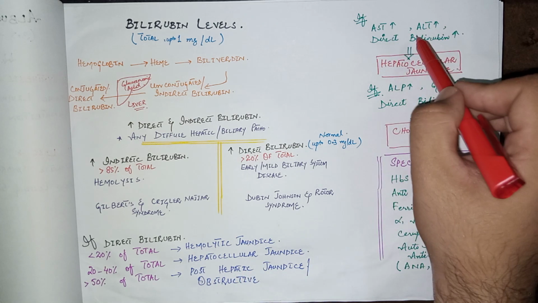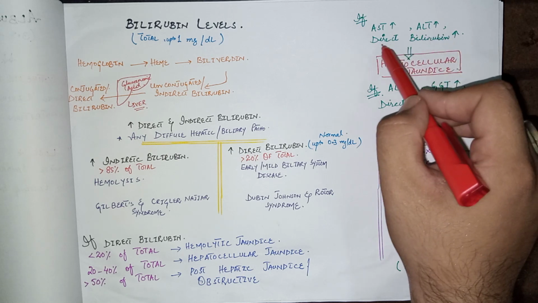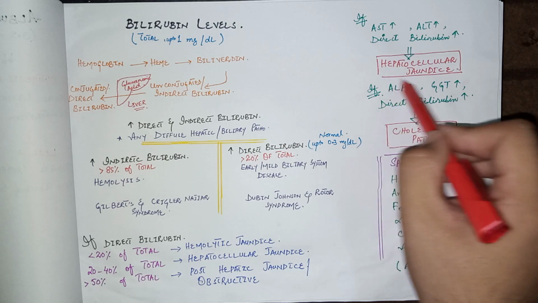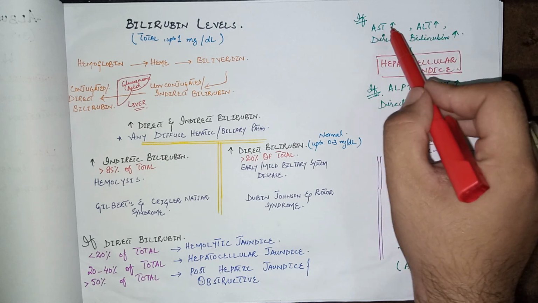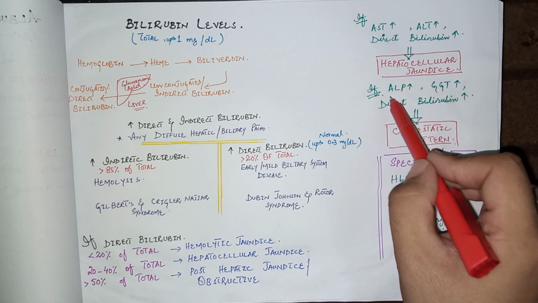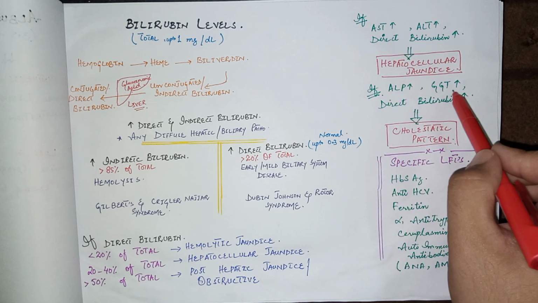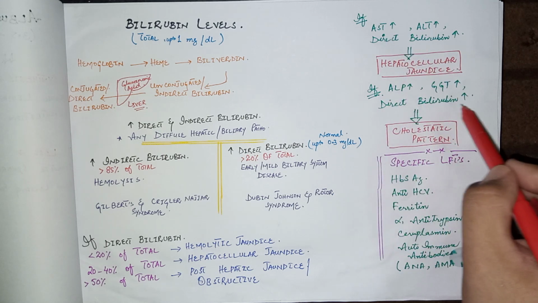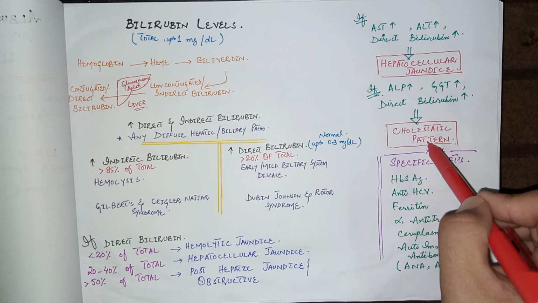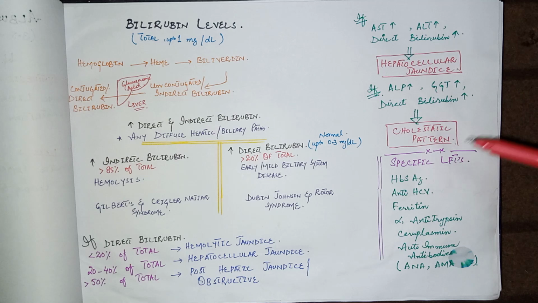If AST as well as ALT levels are high along with direct hyperbilirubinemia, it indicates hepatocellular jaundice. If instead of ALT and AST, alkaline phosphatase and gamma GT levels are high along with direct hyperbilirubinemia, it indicates a cholestatic pattern or post-hepatic jaundice, that is any obstruction in the biliary tract.